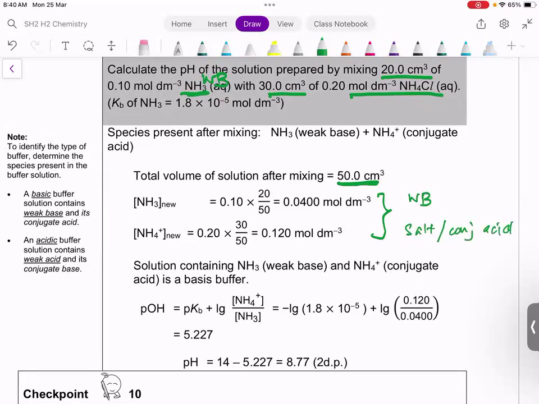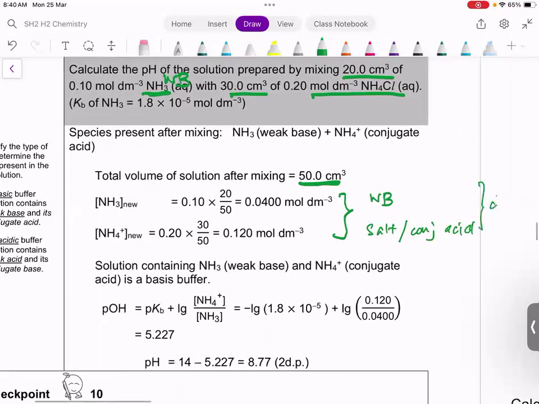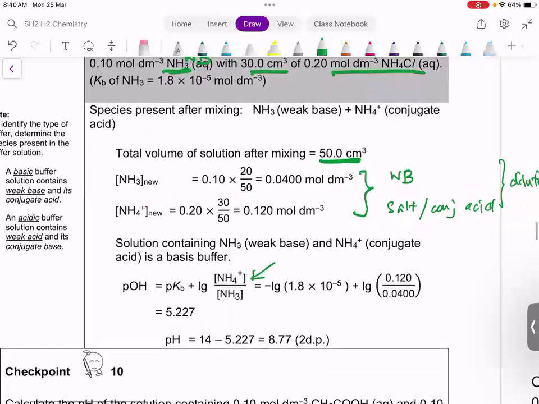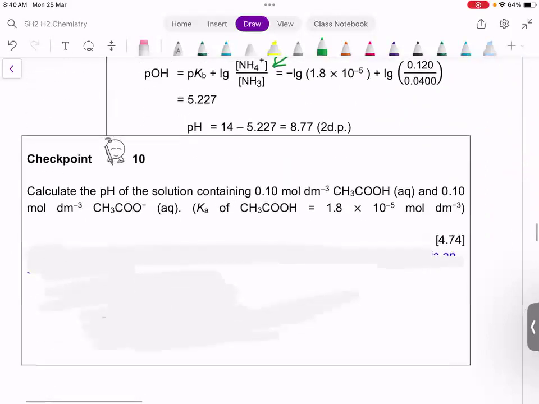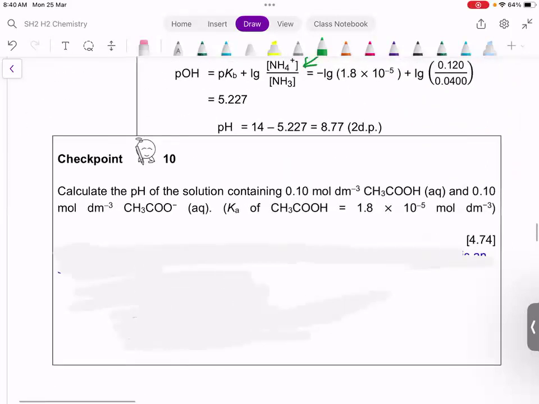This is after dilution. You have to consider dilution. Then you substitute into the expression to calculate the pH. This is what is demonstrated in your work example. So with this in mind, can you try checkpoint 10 now and see whether you are able to get the answer?